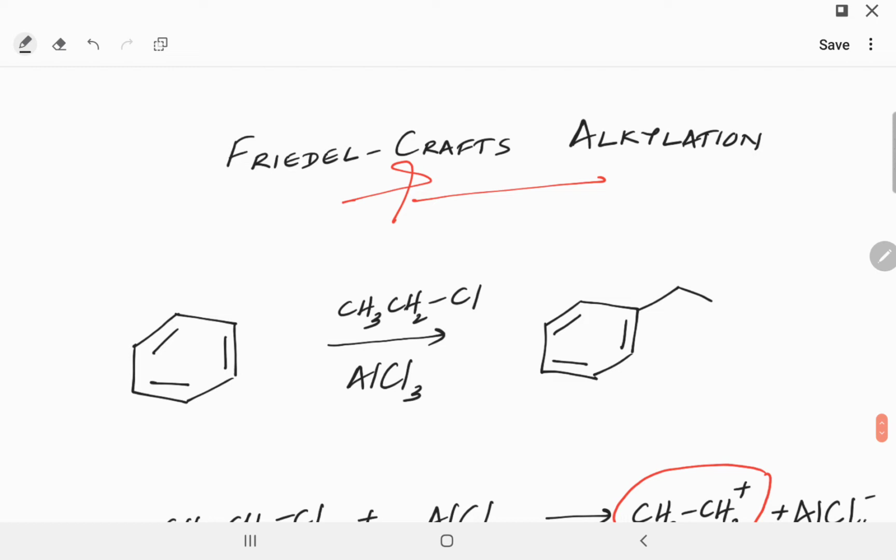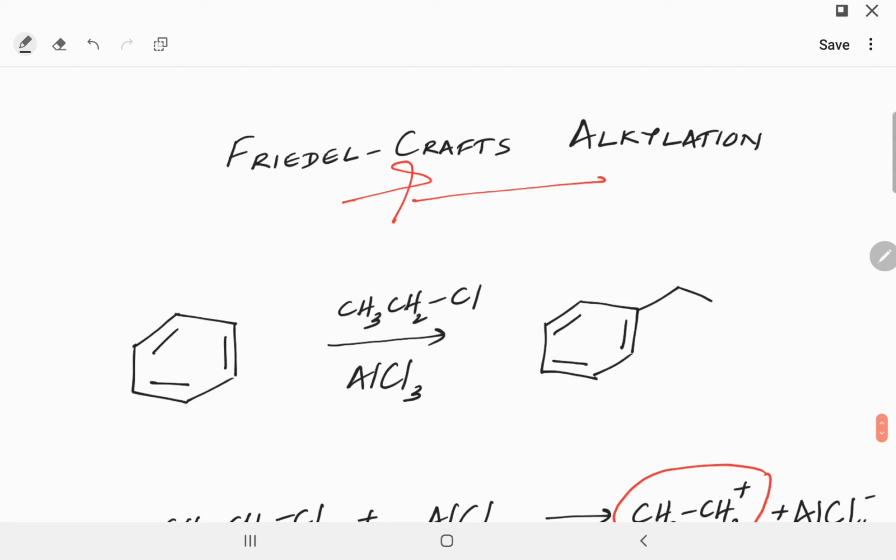Using this Friedel-Crafts alkylation, you can easily substitute a hydrogen in your benzene ring or in your aromatic compound with an alkyl group. This reaction is extremely important if you want to substitute a hydrogen with an alkyl group. So let's see how you can do this.